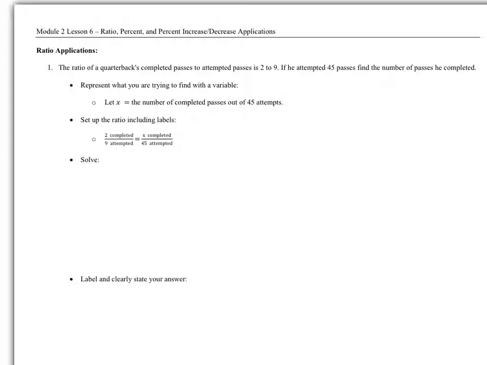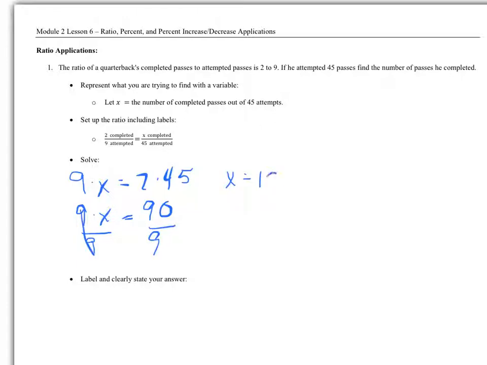And we can set up a proportion using the ratio that's given, 2 completed over 9 attempted, and what we're trying to find, x completed over 45 attempted. We solve this by using our cross products. 9 times x equals 2 times 45. 9 times x equals 2 times 45 is 90. Then dividing gives us that x equals 10.